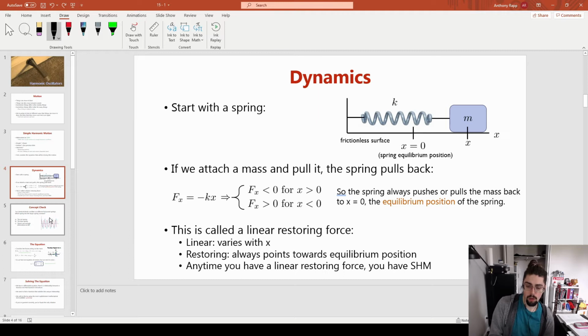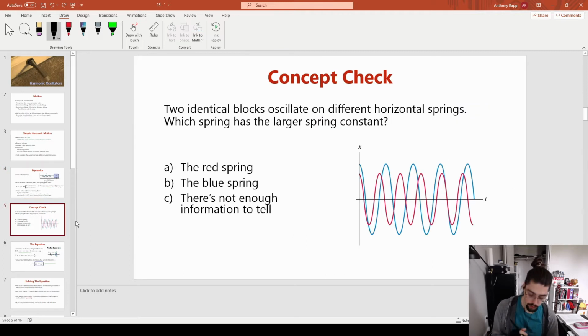So I want to try this with a concept check real fast. I know we haven't talked about this a ton. If you have gone through the reading, you will probably already have an equation that describes this, but I want you to think about this for a minute.